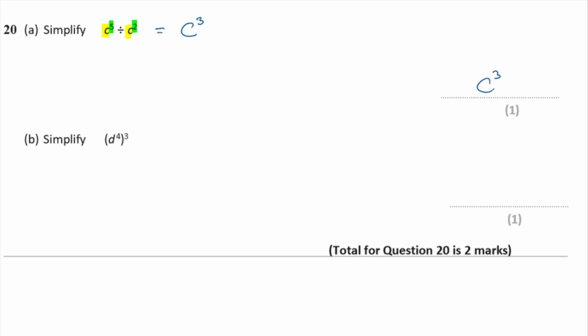Simplify d to the power 4 raised to the power 3. So when we've got a base raised to an index and that whole thing is raised to another index, we call this an index of an index. And what we have to do then is multiply those powers together. So this is going to be d to the power of 4 times 3, which is d to the power of 12. Now if you think about it, if you cube something, you times it by itself. So you'd be timesing d to the power 4 times d to the power 4 times d to the power 4. Adding up those powers, you can see you're also going to get 12. So you could do it that way as well. D to the power of 12.